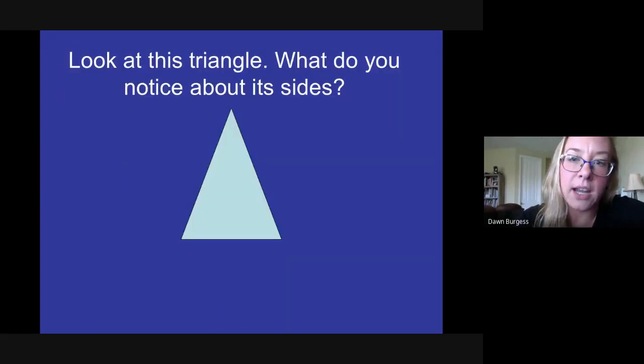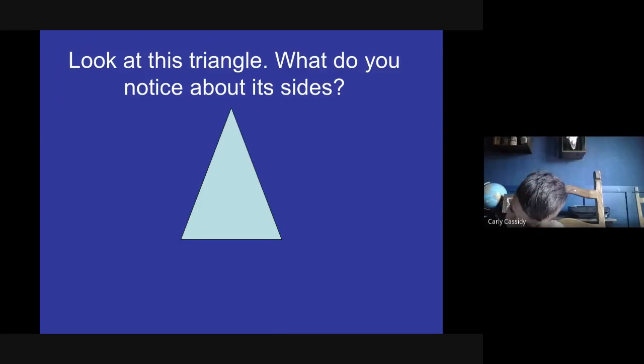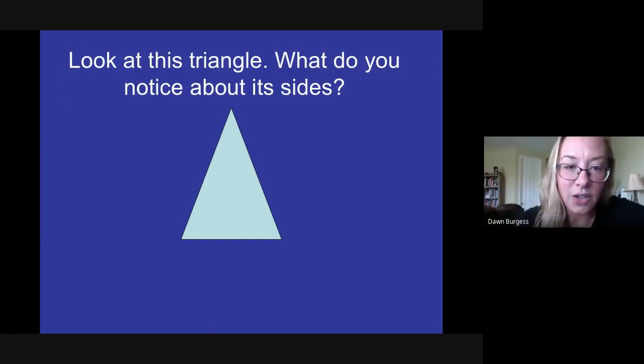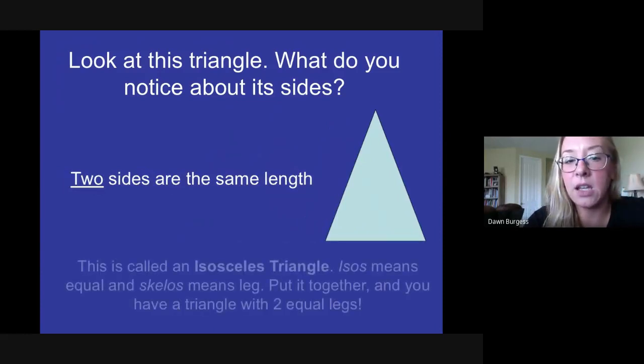Look at this triangle. What do you notice about this one's sides? The top's stronger than the bottom. Than each other. Good. So the two sides are making a really sharp point, right? Because they're longer than the bottom. Two of the sides are the same length.